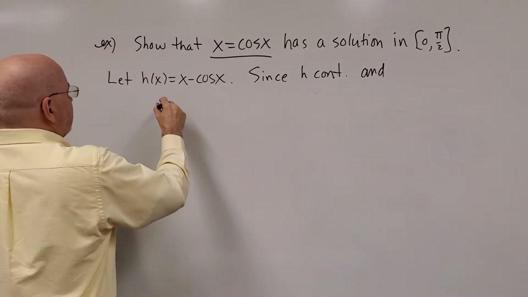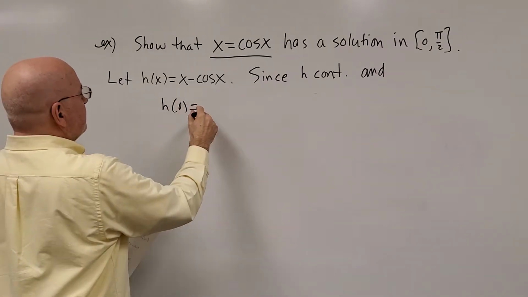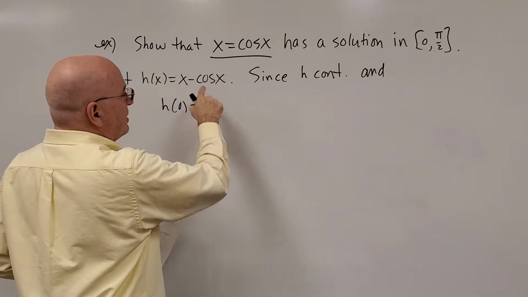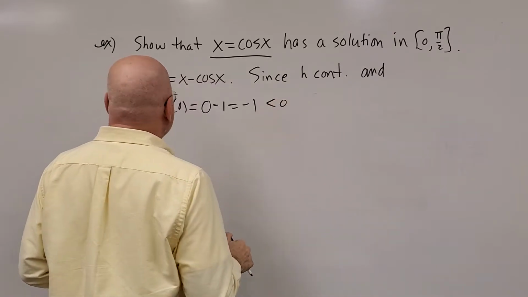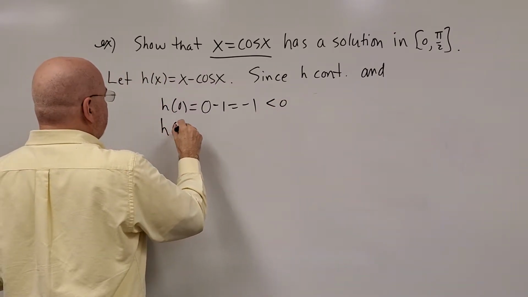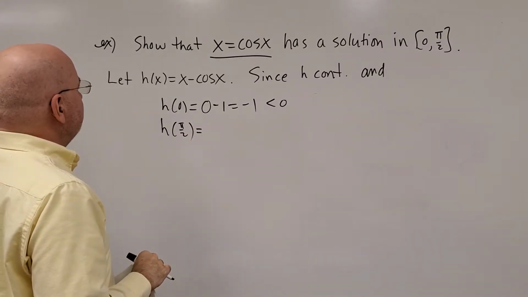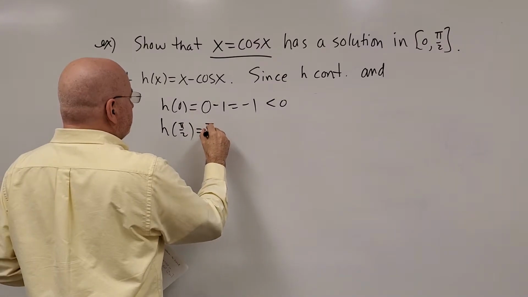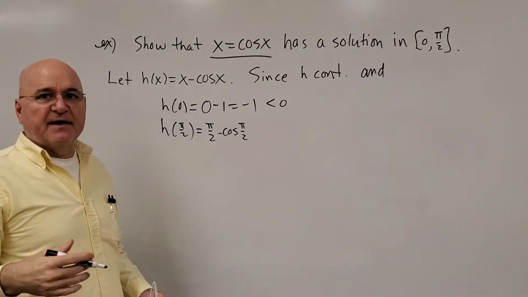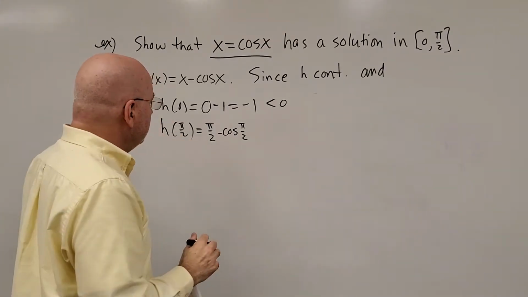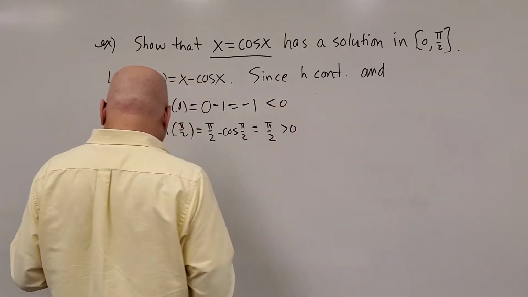well, notice that what's h of 0? H of 0 would be 0 minus cosine of 0, which is 1. It's negative 1. And what is h of pi over 2 equal to? H of pi over 2 would be pi over 2 minus cosine pi over 2. Well, we know what cosine pi over 2 is. That's where it crosses the x-axis. That's a 0. So that's equal to pi over 2. And that's bigger than 0.